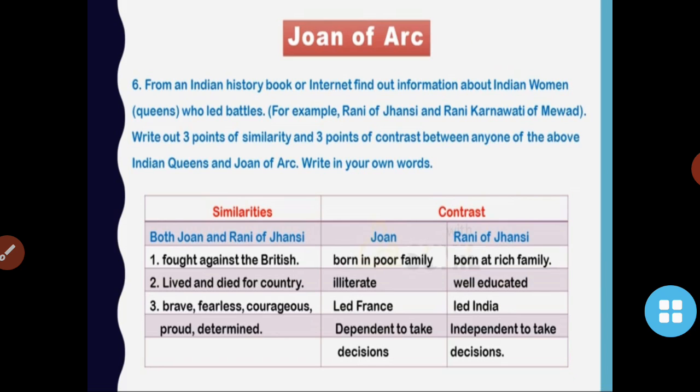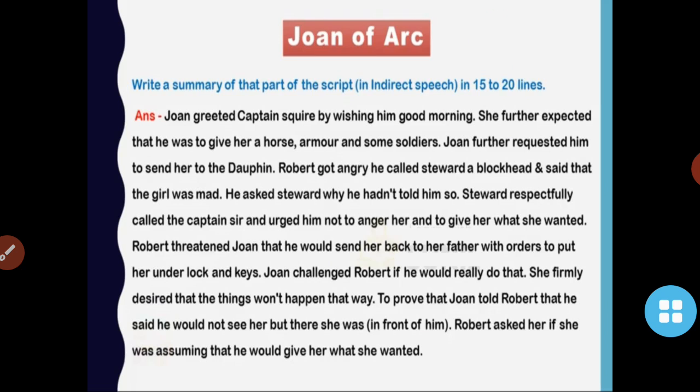First, she fought against the British, meaning the Rani of Jhansi also fought against the British, and Joan also fought against the British. And what is the contrast between them? Joan was born in a poor family, and the Rani of Jhansi was born in a rich family. So you can refer to this and note it down for yourself. Now here is a big question: write the summary of that part.